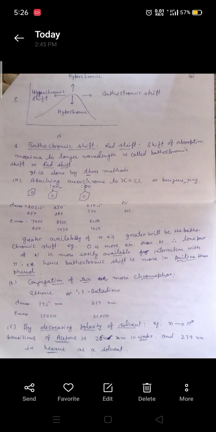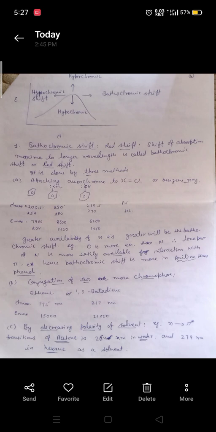Here we show the example of benzene. This is simple benzene and next is aniline. Here an NH2 group is attached to the benzene and here an OH group is attached to benzene. For simple benzene, lambda max values are 203 or 254 nanometer. For aniline it is 230 or 280. These show primary or secondary absorption. And for the phenol group it is 210 to 270. The Emax value for benzene is 7400, for aniline 8600 and for phenol it is 6200.